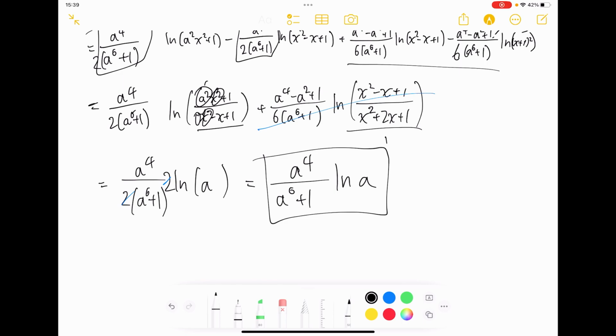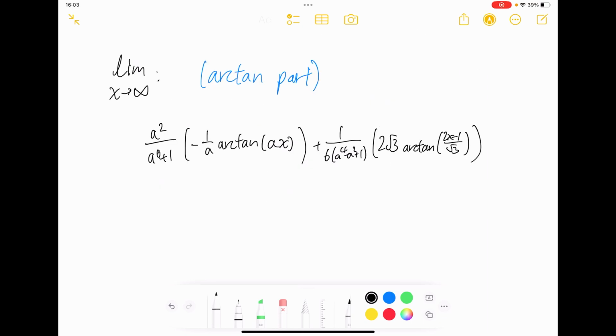That should be easier. So I'll see you after I clean this up. So this is the arctan part. Should be relatively easy, because, well, let's just see. So inverse tangent ax. When x goes to infinity, ax goes to infinity, and the limit as arctan goes to infinity, it's pi over 2. So this bit is just pi over 2.